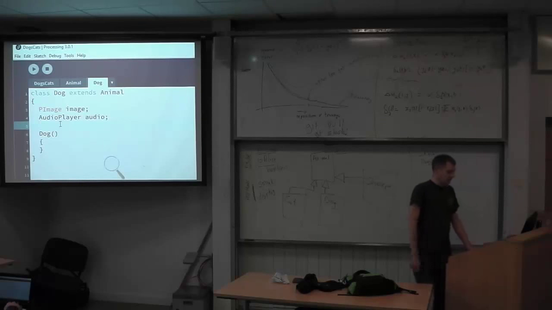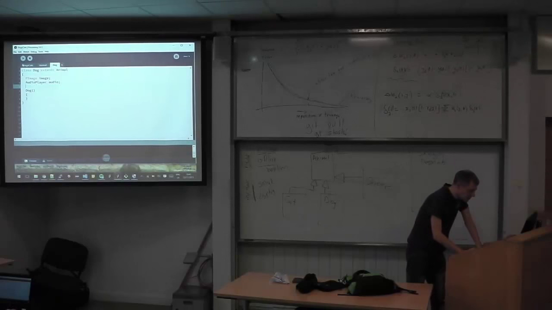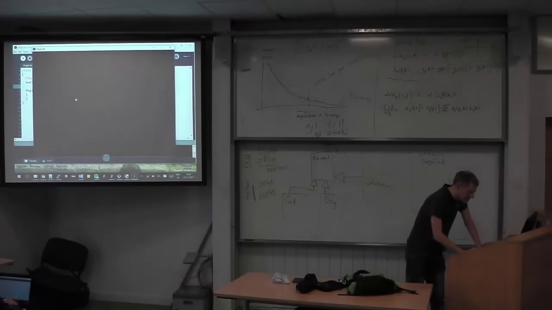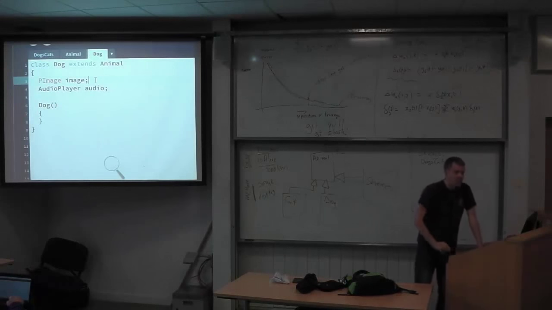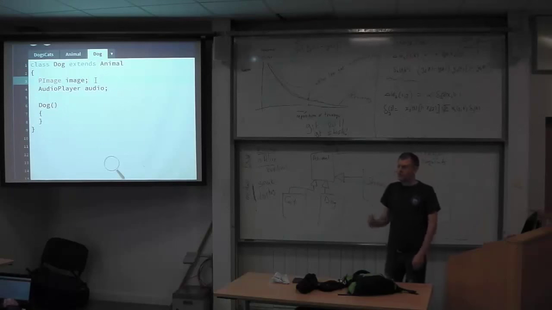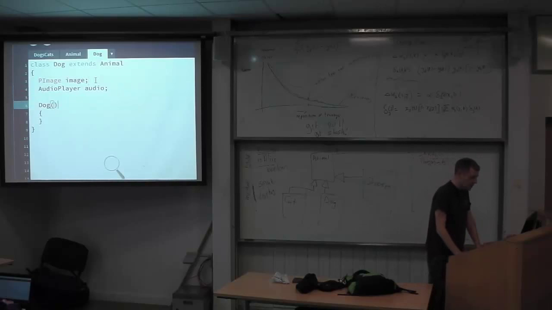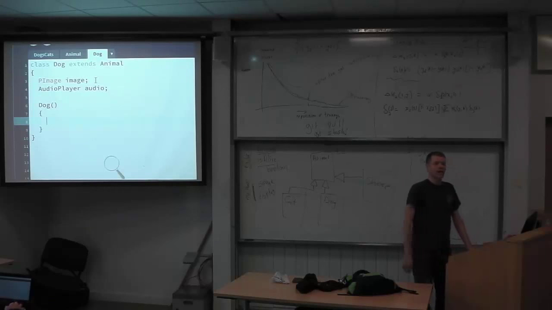AudioPlayer audio. Now, just to make sure that they're the right types, I'm just going to hit the play button and make sure it compiles. Yeah, it does compile. Perfect. Okay, so the PImage is the type for the image. The AudioPlayer is the type for the audio. In the constructor for Dog, let's go and load the appropriate image and load the appropriate audio player.